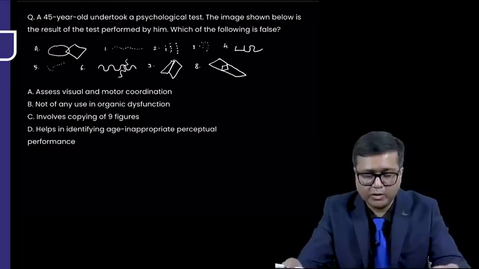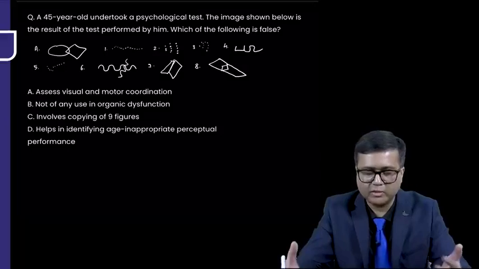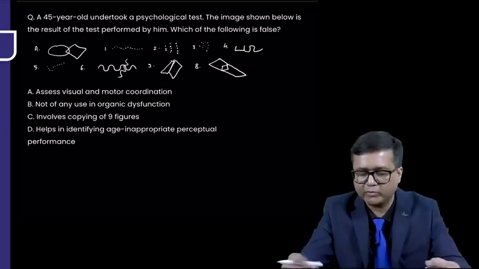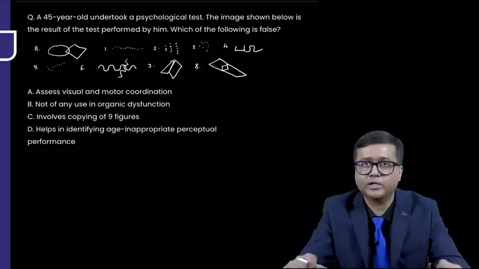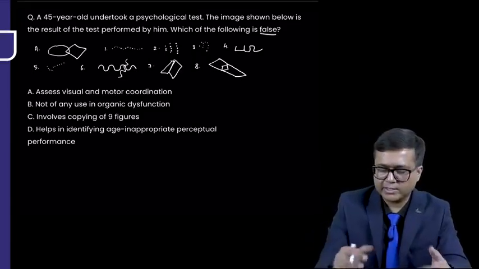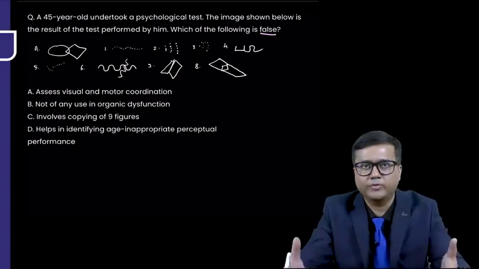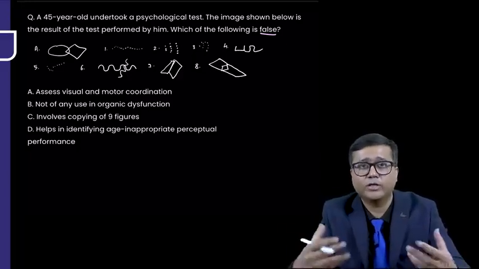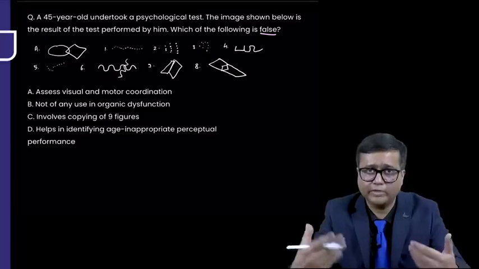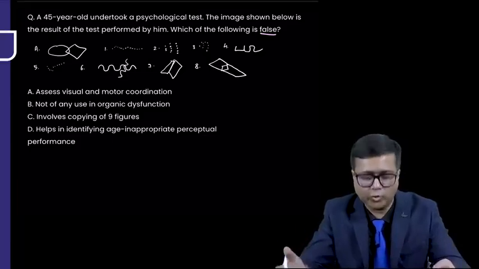A 45-year-old undertook a psychological test. The image shown below is the result of the test performed by him. Which of the following is a false statement? Okay, so you have been shown an image which the person has himself drawn, and he performed a test. First we need to identify what test the person might have performed, and then we have to tell which of the following options is false.